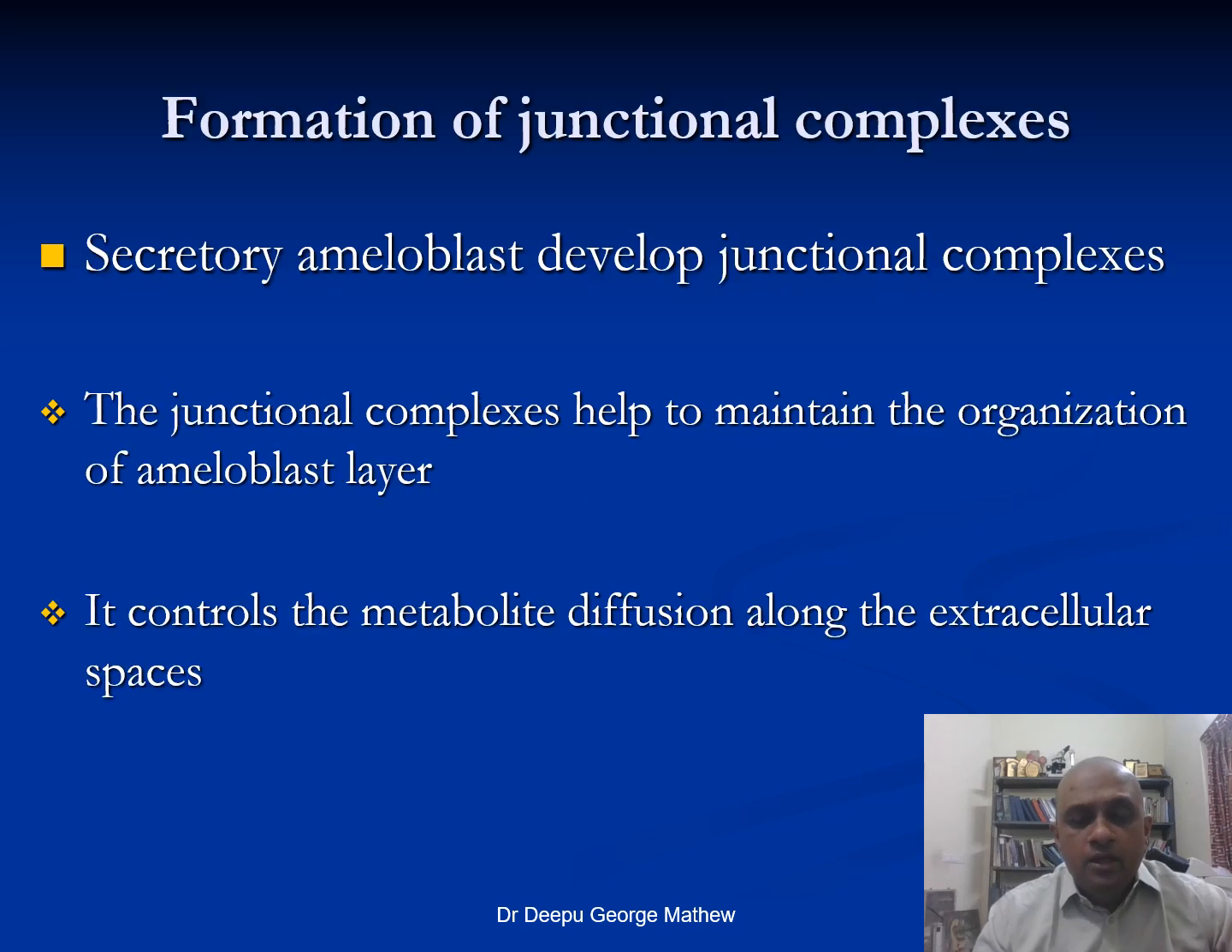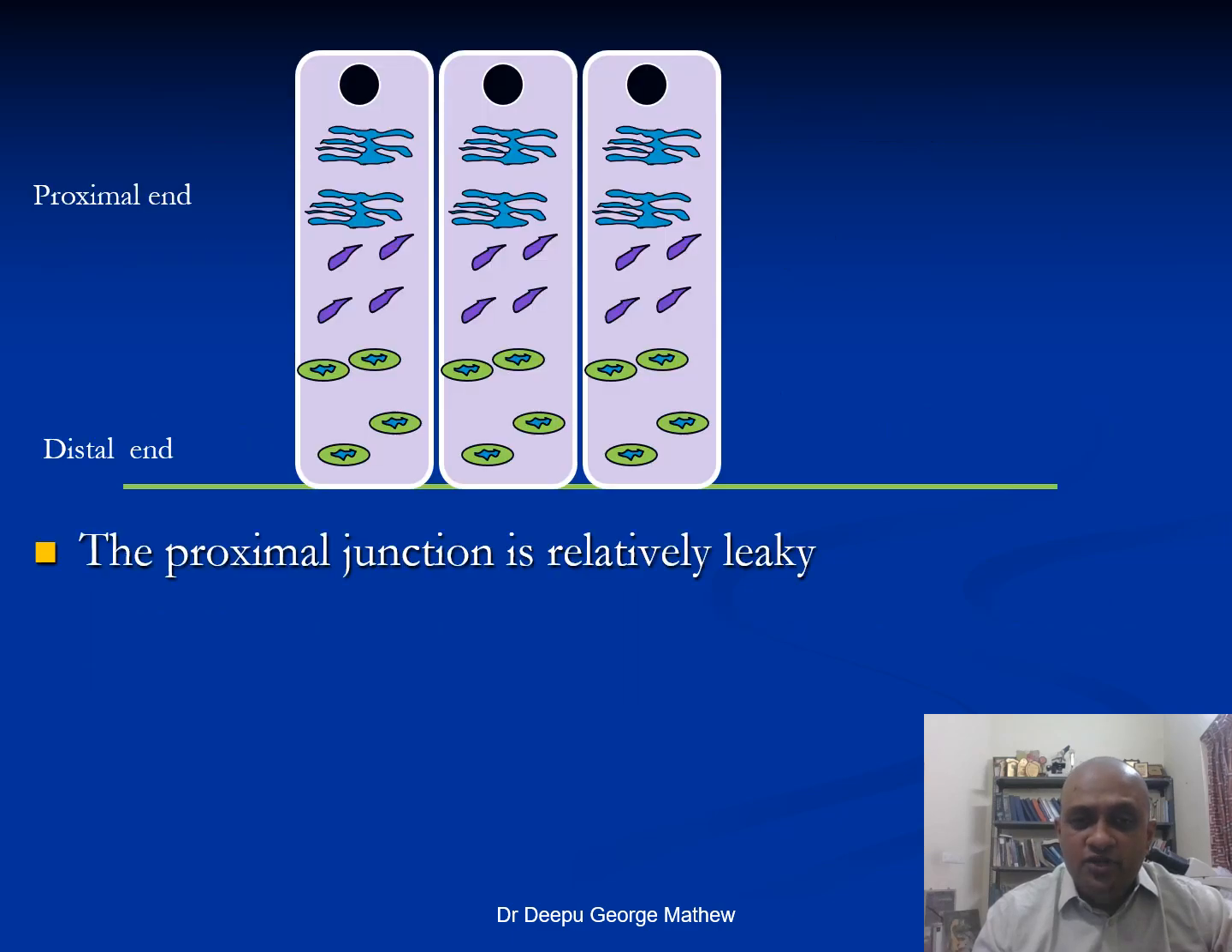The secretory ameloblast will develop junctional complexes. The reason why they develop these cell-to-cell junction complexes is, one, to maintain the integrity of the ameloblastic layer, and it also controls the metabolic diffusion, so whatever has been secreted should not get washed away. It makes sure the metabolic diffusion between the extracellular spaces is controlled. That is what the junction complexes are formed for.